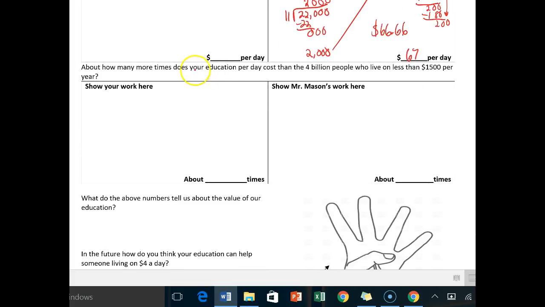So about how many more times does your education per day cost than the 4 billion people who live on less than $1,500 per year? Remember, that's $4 a day for them, right? So pause the video, try it on your own.